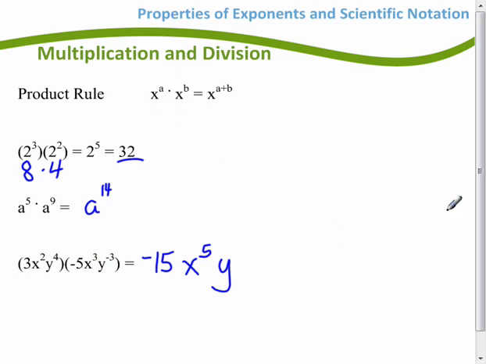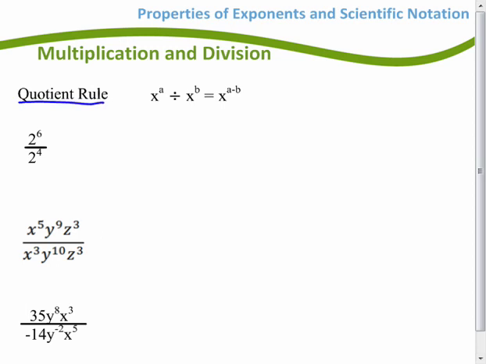Common bases, add exponents. Also, if we look at the quotient rule, the rule is very similar. But this time, if I'm dividing common bases, I subtract their exponents. So in this first case, 2 to the 6th divided by 2 to the 4th, bases are the same, therefore I simply subtract the exponents. 6 take away 4 is 2, and 2 squared is 4. If I did it a different way, 2 to the 6th is 64, hopefully, and 2 to the 4th is 16. And certainly 64 divided by 16 is also equal to 4.